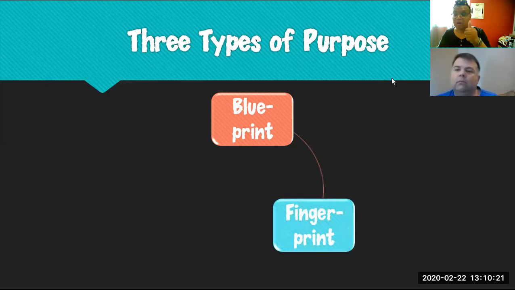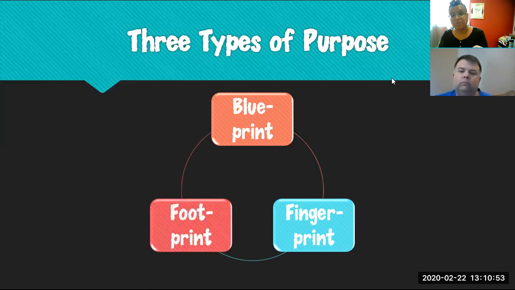Then we have our purpose fingerprint. This is more individualized. Yes, we're all called to thrive and succeed, but the fingerprint is our unique way of doing them. So even though you and I have the same purpose blueprint, how we go about doing that is that fingerprint. And that's what we're going to talk about today: what is your purpose fingerprint, the specific way that you are designed to succeed.